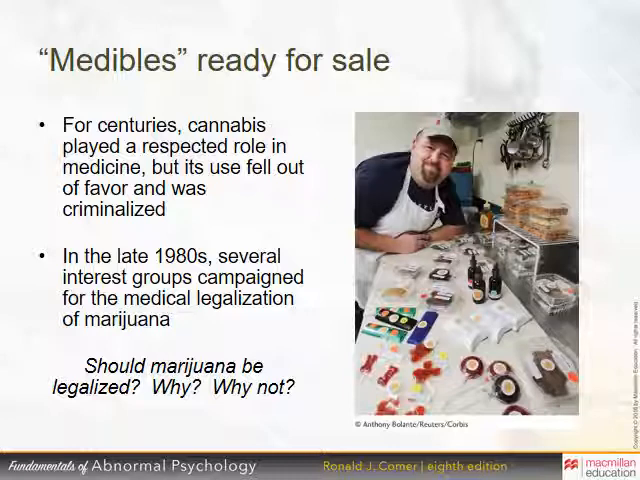For centuries, cannabis played a respected role in medicine, but its use fell out of favor and was criminalized. And in the late 80s, several interest groups campaigned for the medical legalization of marijuana. And of course, we know that this is a very relevant topic and is continuing to unfold in our country now, state by state.